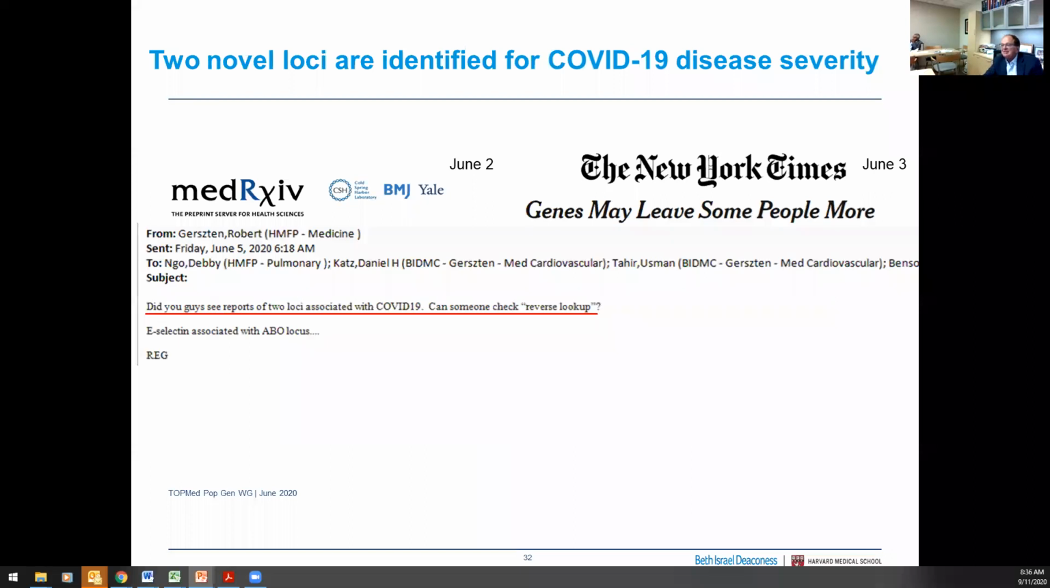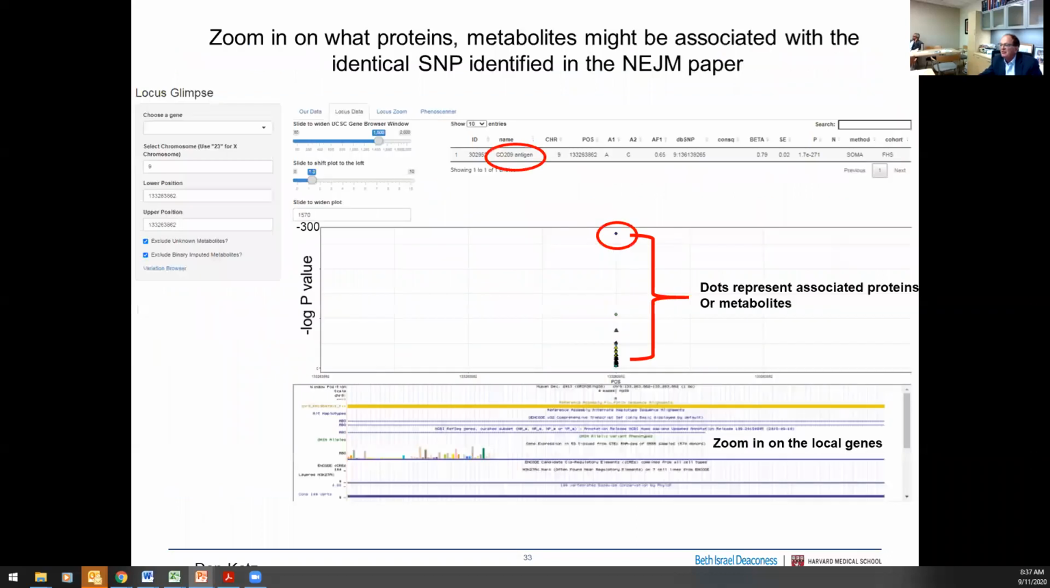And at 6:18 in the morning, I fired off a text. Did you guys see this report of these two loci? Can someone do a reverse lookup, which is exactly what I'm describing here? Start with the exact segment of the human genome and tell me what's associated with that segment of the human genome, because there are probably only 2 or 3 people in the whole world, I think, who have this data that can do it.